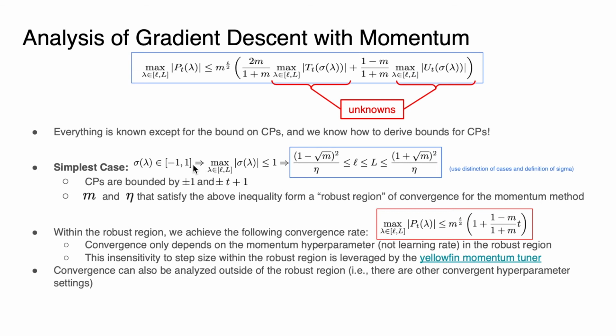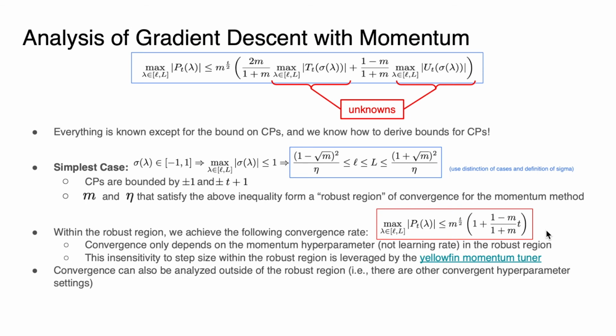Therefore, we can plug these values in for our unknowns within this right-hand side of the inequality and derive a convergence rate for gradient descent with momentum. If we do this, the convergence rate that we actually get within the robust region is shown here. And one interesting thing that you'll notice about this is that our convergence rate in this case does not depend on the learning rate. Rather, it only depends on the momentum hyperparameter.